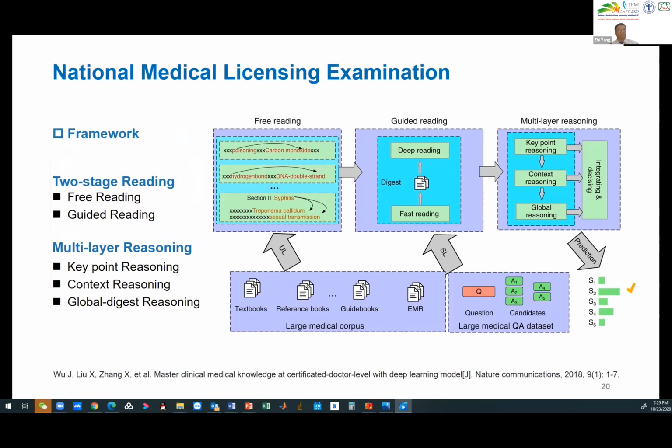We have set up a two-stage framework, including a reading phase and a reasoning phase. The reading phase is to get knowledge representation from many kinds of text with free reading and guided reading. Free reading means learning a model without any labels, like a word embedding model, while in guided reading, we use label information in fine-tuning to improve the embedding model. The reasoning phase tries to make inference based on the knowledge we have collected and represented with facts and graphs. We build a three-level ensemble framework, which is made up of key point reasoning, context reasoning, and global digest reasoning, to conduct reasoning, coping with different situations from simple to complicated.